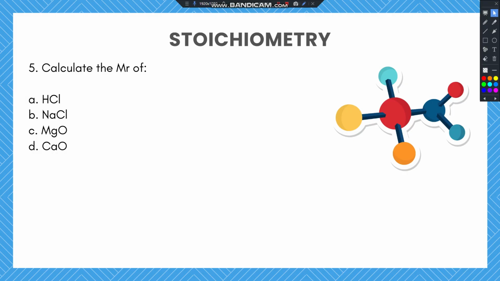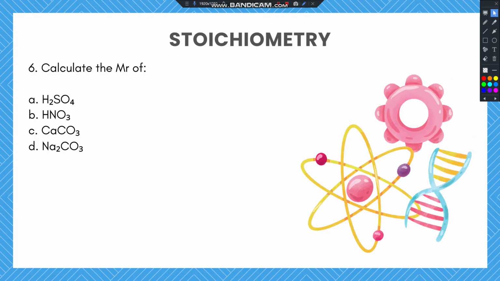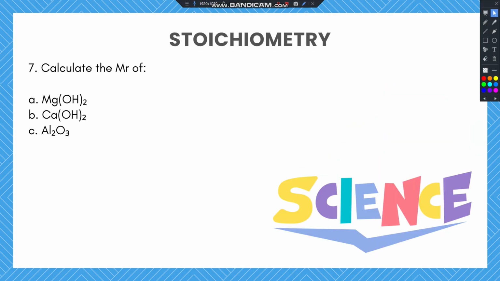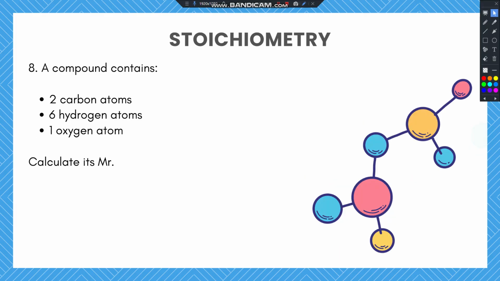Here are some more molecules for you to calculate the molecular masses for. It's been an interesting series thus far. Here are some more I'd like you to calculate. You can pause the video and write them out. Some more for you to do. Pause the video and write them out. A compound contains 2 carbon atoms, 6 hydrogen atoms, 1 oxygen atom. Calculate its relative molecular mass.